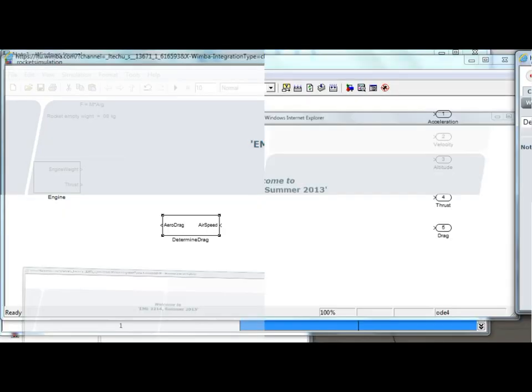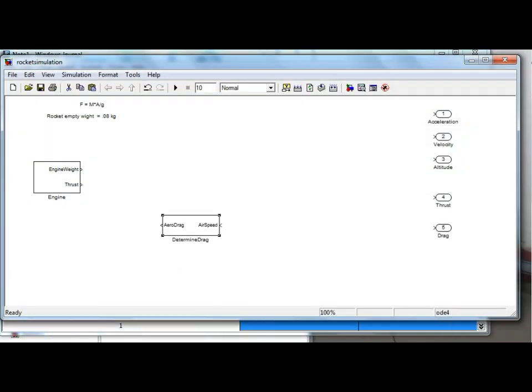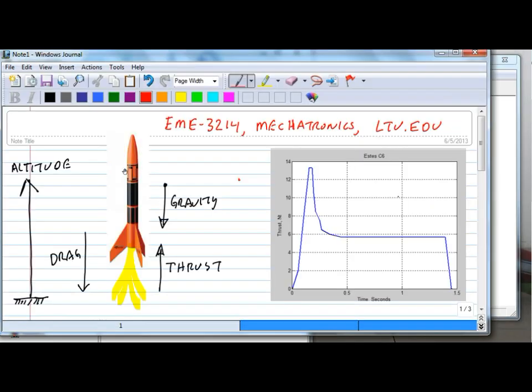Okay. What we're going to do here is run through a problem in MATLAB or Simulink to simulate the performance of a small model rocket powered by an Estes C6 engine. And we'll walk through the steps of developing this model and implementing it in Simulink.